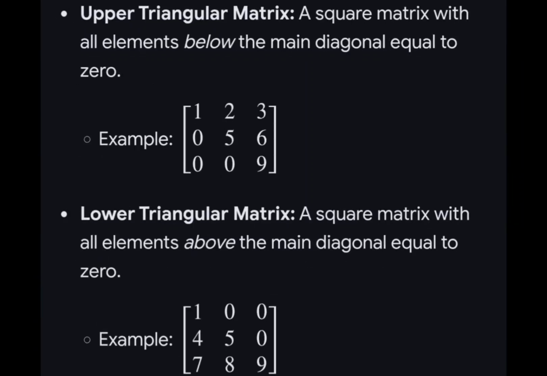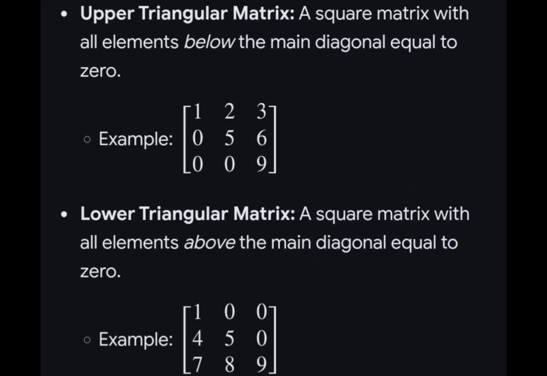The next type is the upper triangular matrix and the lower triangular matrix. A square matrix with all the elements below the main diagonal or the leading diagonal equal to 0 is called the upper triangular matrix. In simple words, if the numericals are present in the upper triangular format, then it is an upper triangular matrix. Otherwise, it is a lower triangular matrix, having numericals in the lower triangular format. The upper triangular values remain 0.